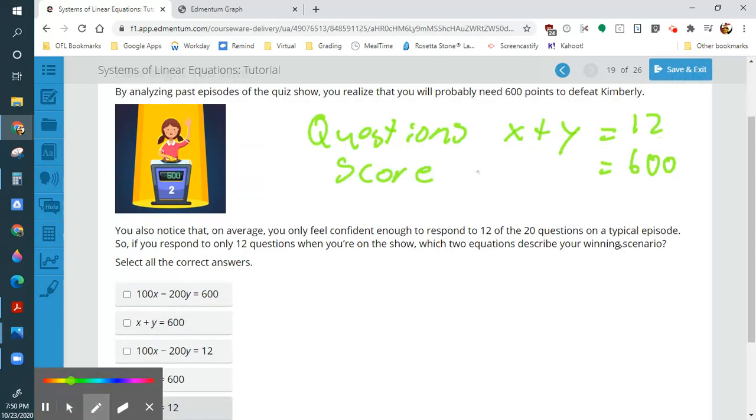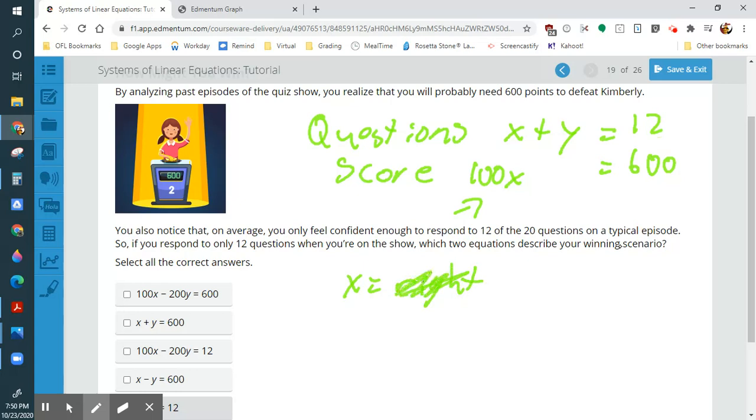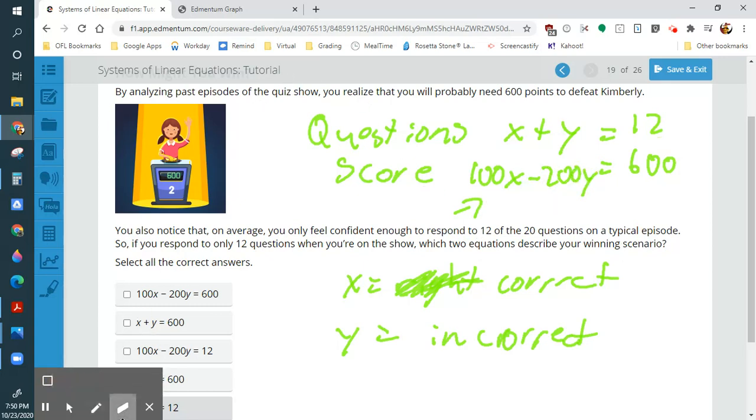So x is going to be the number of questions she gets right. Right questions are 100 times. So x is equal to correct questions. And y is our incorrect. In this case, our y is incorrect, and for incorrect, you lose 200 points. You're going to lose those 200 points, and we're going to do that. All right, so let me erase this. I don't need this anymore.